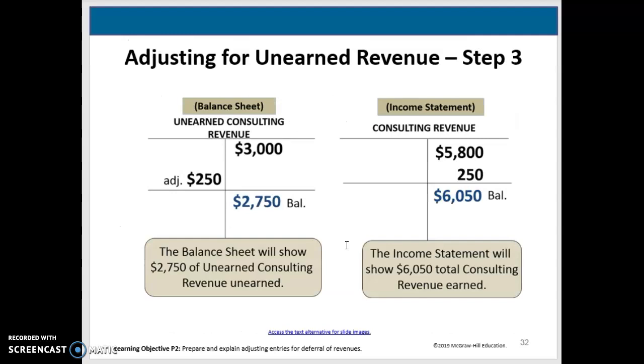So that's what we're going to see here. We are debiting unearned consulting revenue to reduce the amount that is unearned, because now we have earned that amount. And then we're going to credit consulting revenue. So our balance sheet is going to show $2,750 of unearned consulting revenue that is still unearned, and the income statement is now going to show that we've earned a total of $6,050 in consulting revenue.